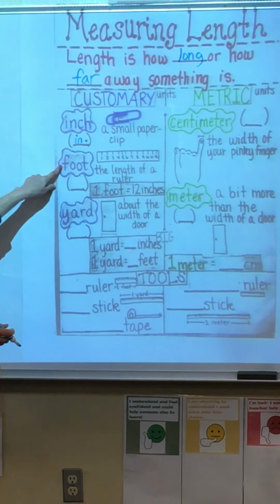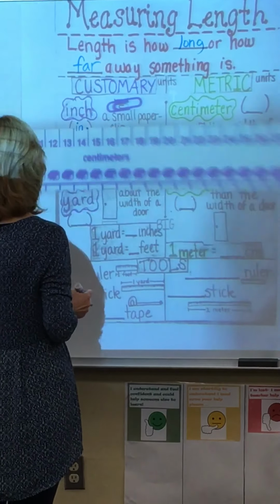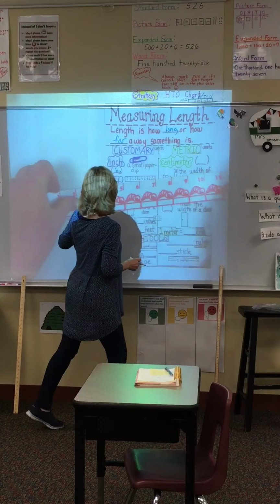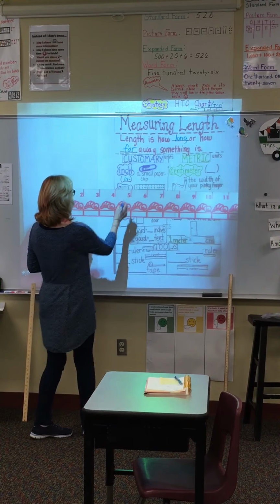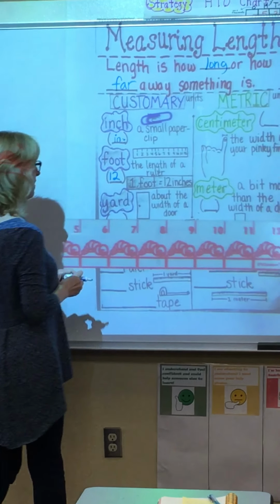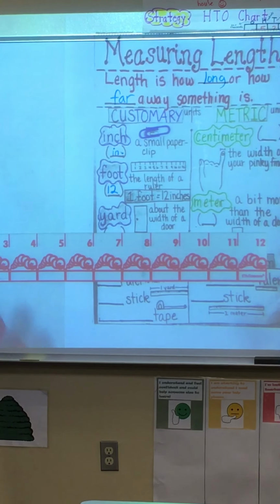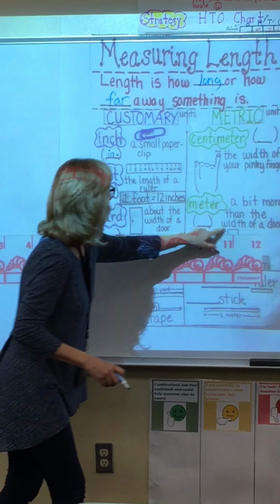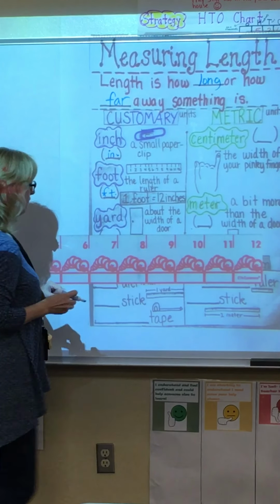Next we have the foot. This is actually the length of a ruler. The ruler has 12 inches. So we can write 12 inches. 1 foot is the same thing as 12 inches. If you count, you can see there are 12 inches. What's the abbreviation? We abbreviate it with FT. Thank you, friends. Good.